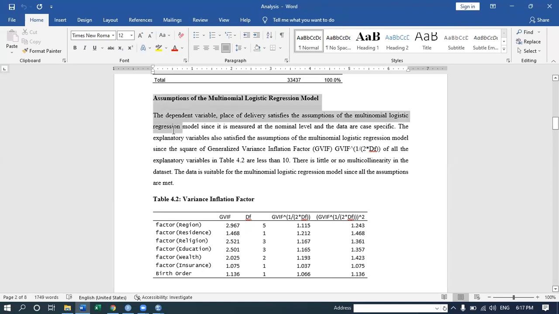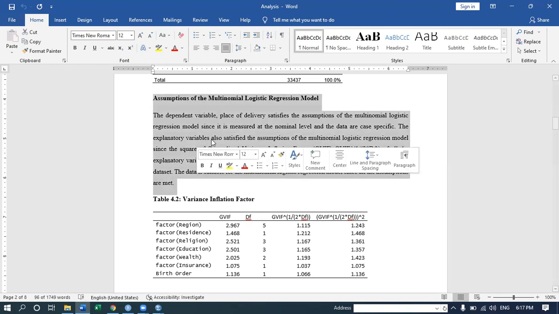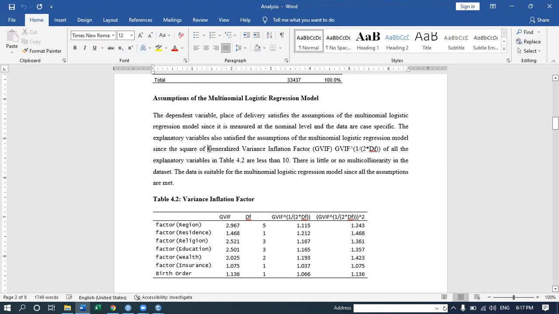SPSS didn't give us the provision to test for this assumption. We call it the generalized variance inflation factor. What some researchers normally do is use the VIF, which I explained in our last class. They only use the VIF when they have more than one quantitative variable in the independent variables. In this work, we only have one quantitative variable. So when they have a case like that, they forget about testing for the multicollinearity assumption.